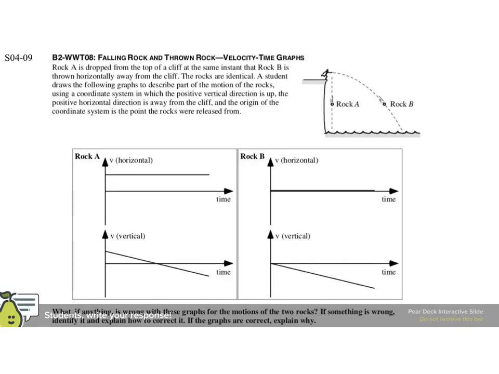Alright, rock A is dropped from the top of a cliff at the same instant that rock B is thrown horizontally away from the cliff. The rocks are identical. A student draws the following graphs to describe part of the motion of the rocks using a coordinate system in which the positive vertical direction is up and the positive horizontal direction is away from the cliff. So we're using an axis and origin that looks something like plus y there and plus x here. The origin of the coordinate system is the point where the rocks are released from.